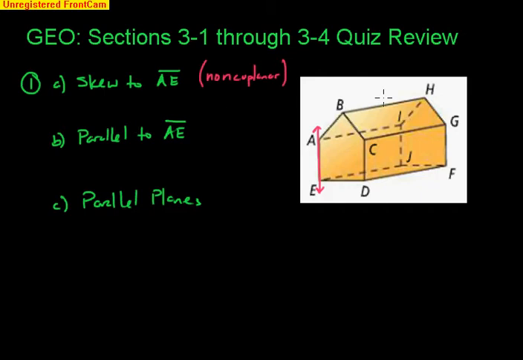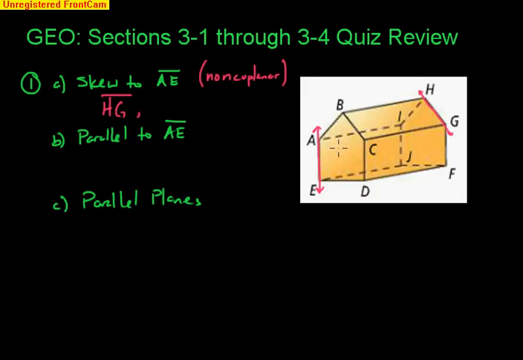a good choice. So if I look at this back plane, I'm going to pick HG. HG is a segment that is non-coplanar, right? I could not draw a plane between those two things. They're not going in the same direction. And this AE is going to go up and down. This HG is going to go diagonally, but one's in front and one's behind the other, so they're never going to touch. So HG is an answer.